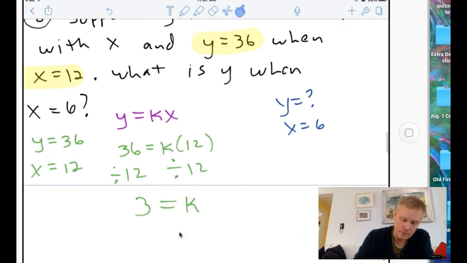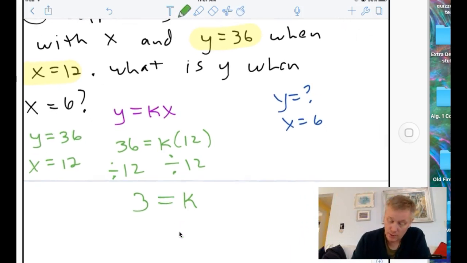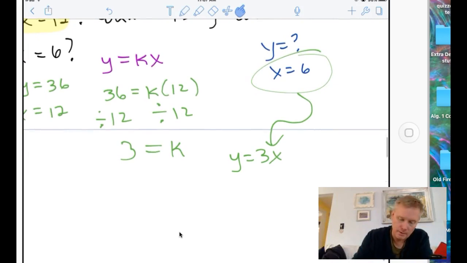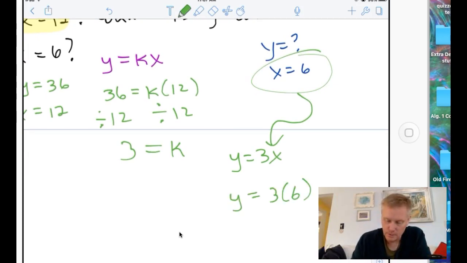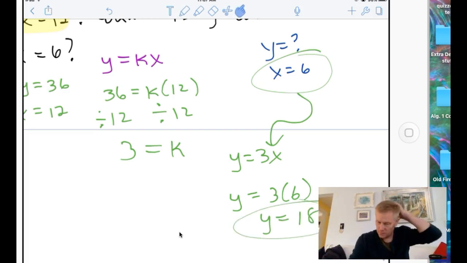Okay, so the equation, this one actually doesn't ask for the equation, but the equation is y equals 3x. Now I'm going to take the x equals 6 and plug it right in there. And I'll get y equals 3 times 6, which is 18. And that is the answer to the question they're asking.